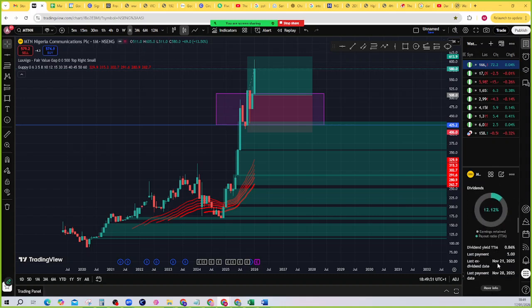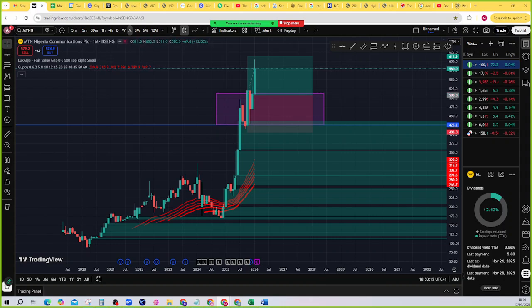Earnings. Okay, last payment 5 naira. Yes, this is it. So the dividend yield is less than 1%. So you should think about whether you want to hold it. Because the dividend yield is low, they need to grow this. If they don't grow it, then this price does not justify the company.